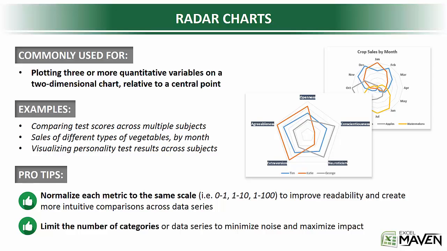Second, just like pies, clustered columns, etc., limit the number of categories that you're looking at. The idea is to minimize noise, maximize impact, so stick with only a handful of categories. With that, let's take a look at some examples.